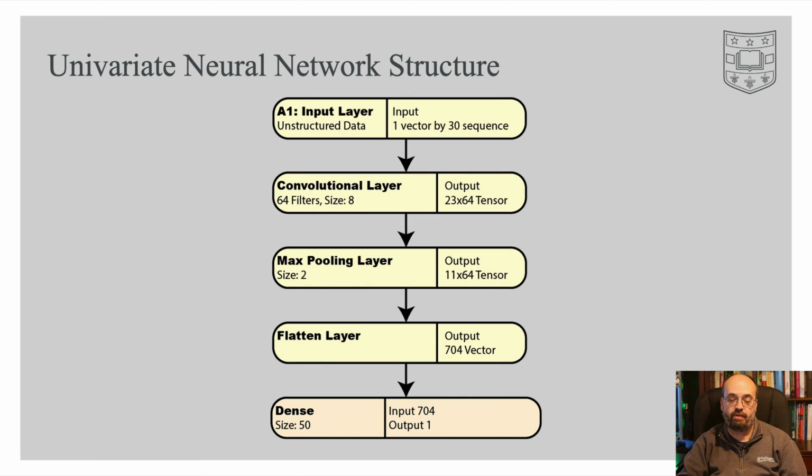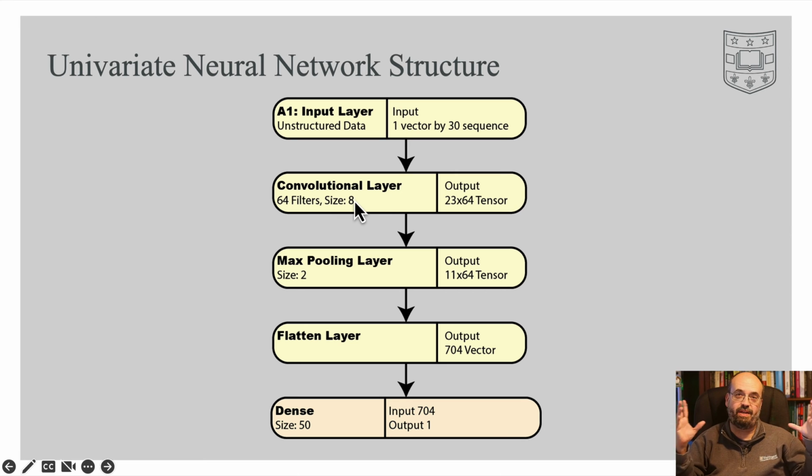So this univariate neural network, the input layer, we're going to take in one vector that has a sequence of 30. That 30 is 30 time events, so 30 sales numbers. This is a sliding window that we'll see in a moment. Then we have one convolutional layer, which has 64 filters with a size of 8.